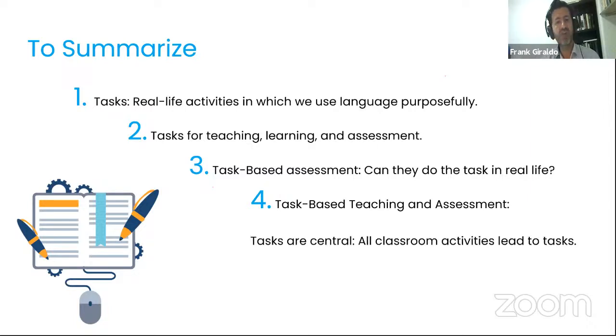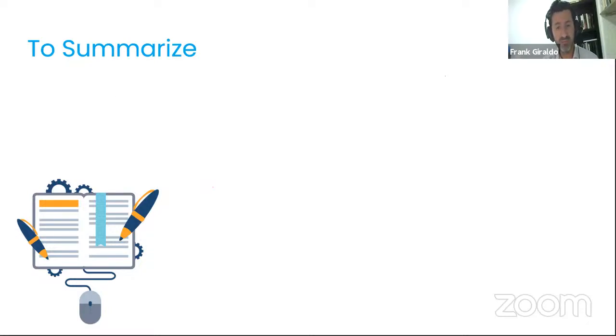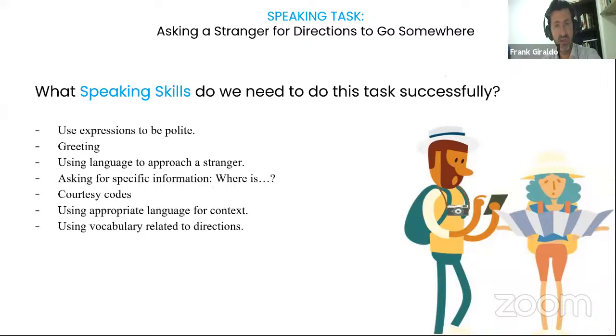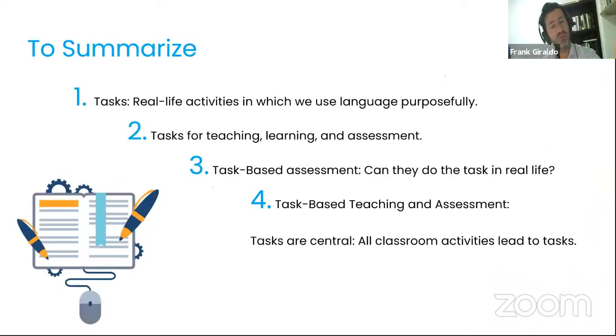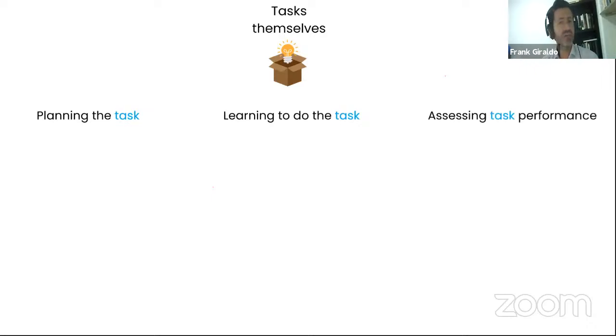First, the centrality of tasks. The activities you do in class are geared towards the task. And number two, constructs need to be defined well, like what we did here. These are all constructs. You need to define them before students do the task. So to show you a visual, tasks are central, you plan them, then there is learning going on, students learn to do the task, and then you assess their performance. So tasks are the central aspect.